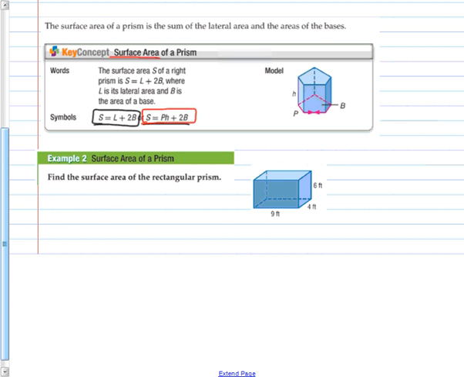Now when we say area of the base, well, my base can be different shapes. The one right here in their model is a what shape? It's a pentagon. Here I have a pentagonal prism. So I'm supposed to find the area of this base. How do I find the area of a pentagon? You have to think back to last chapter.